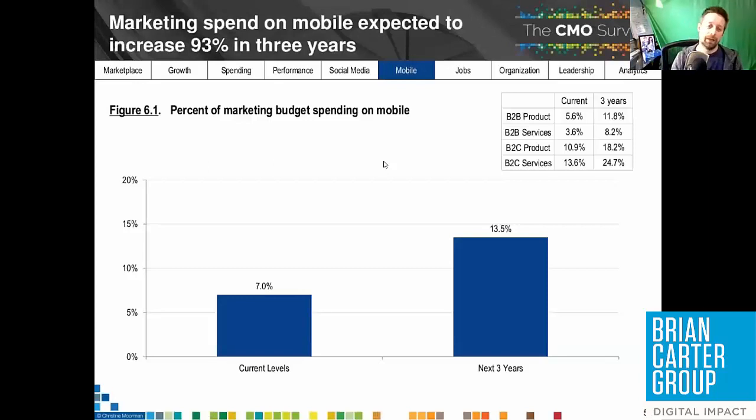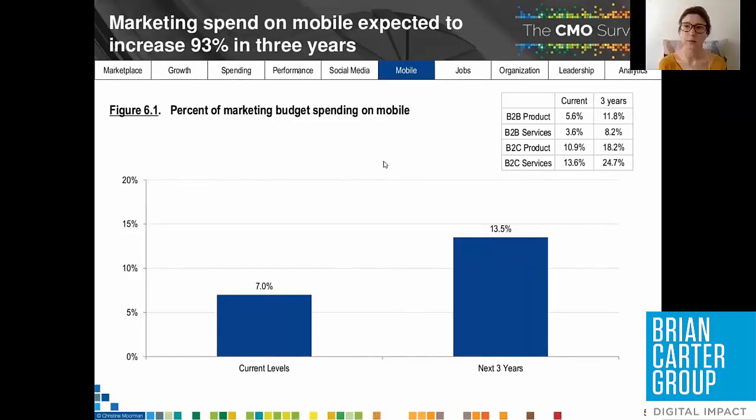So, okay. Mobile marketing spend is expected to increase, almost double in 3 years. That's not surprising. No, because mobile became our primary way to experience the internet in 2014, outpacing desktop and laptop.